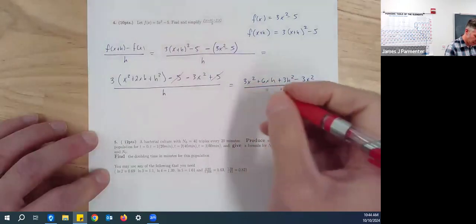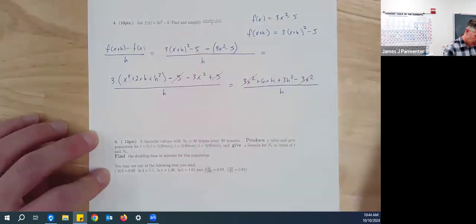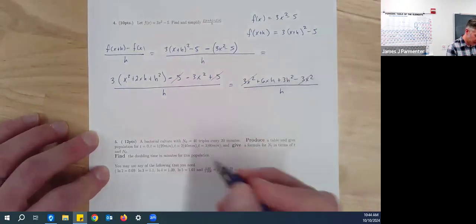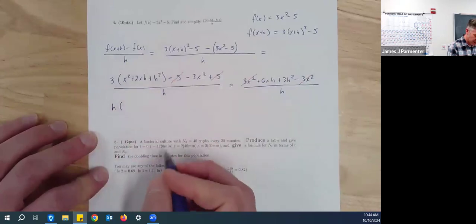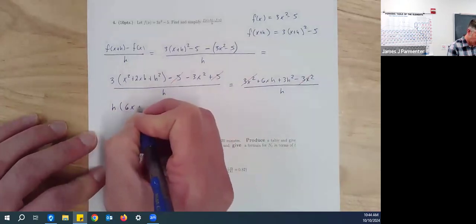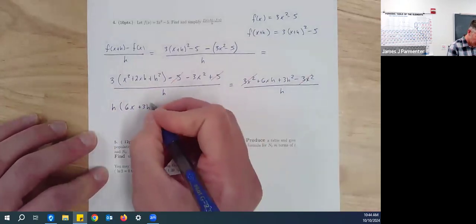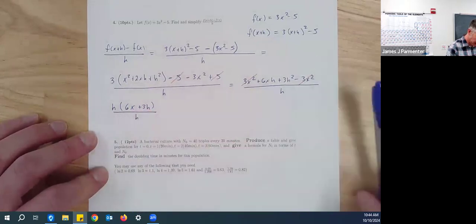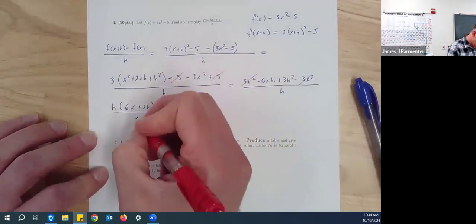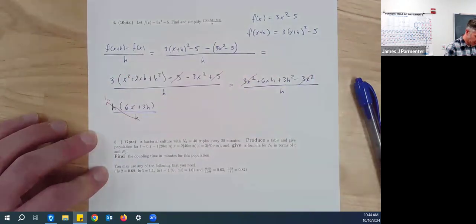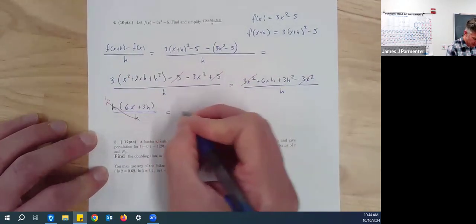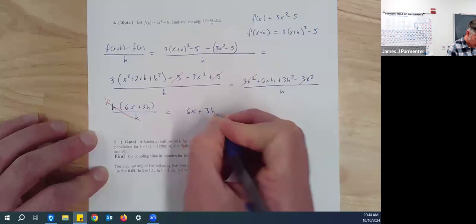Now the 3x squared minus 3x squared is 0. The remaining terms in the numerator have an h, so I'm going to factor out an h from them, and be left with 6x plus 3h to the first, all divided by h. The h divided by h is 1. And then I'm left with 1 times 6x plus 3h, or just 6x plus 3h.